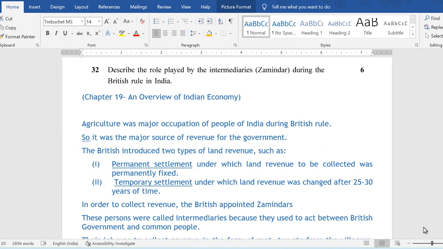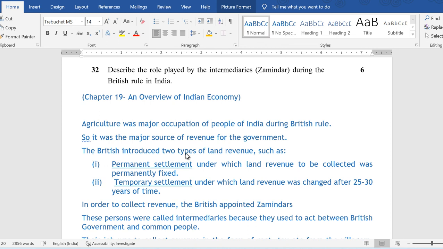Question number 32. Describe the role played by the intermediaries, that is zamindars, during the British rule in India. This is from chapter 9, an overview of Indian economy. Agriculture was a major occupation of the people of India during the British rule. So it was a major source of revenue for the government as well.